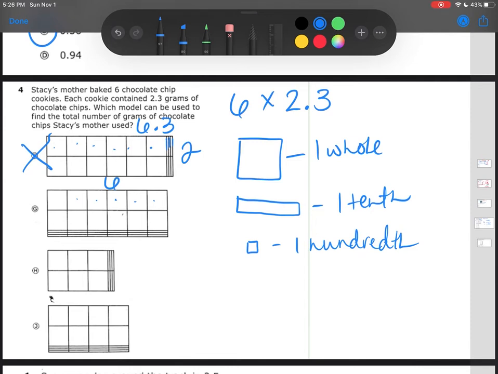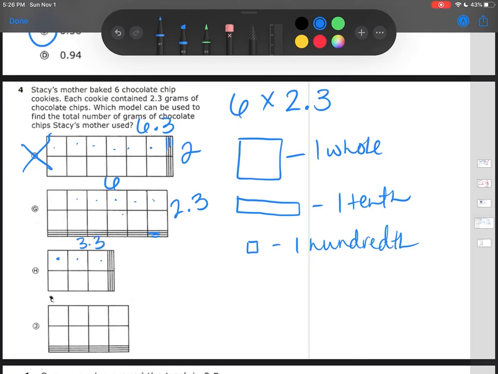Let's look at G. We've got 1, 2, 3, 4, 5, 6 wholes up top. And then towards the side, we've got 1, 2 wholes, and then 3/10. So this would be 6 times 2 and 3/10. That sounds good so far. Let's just double check the rest of them.